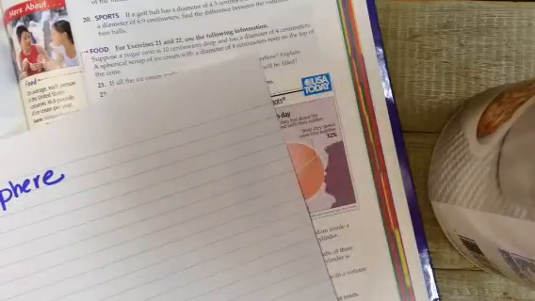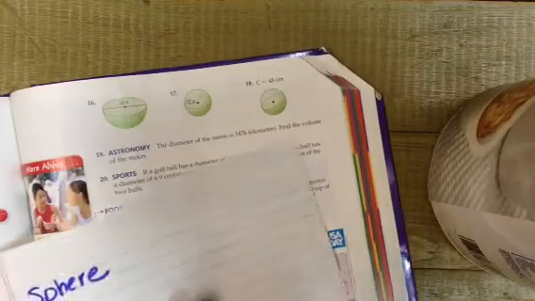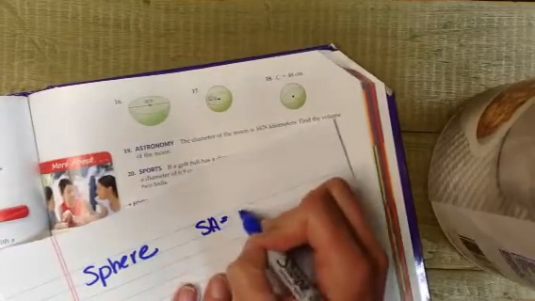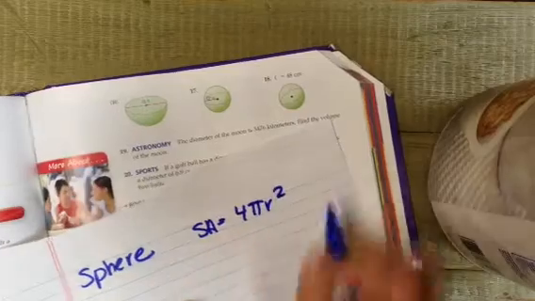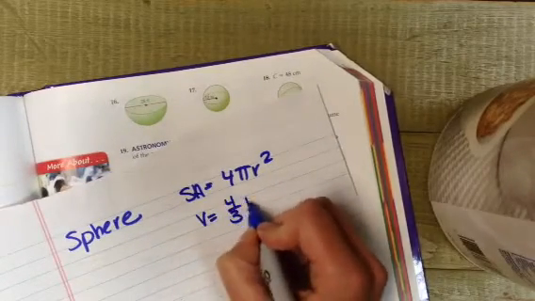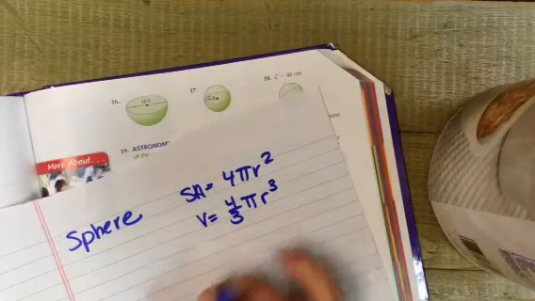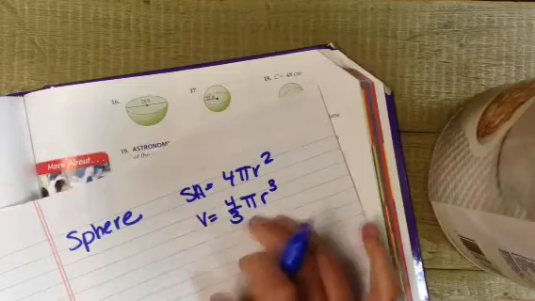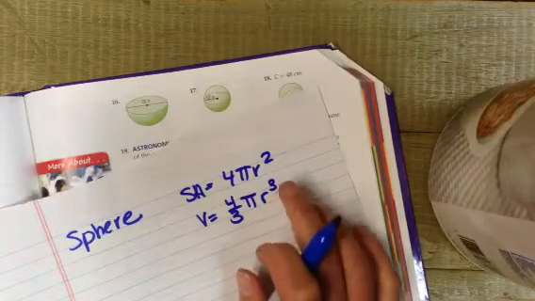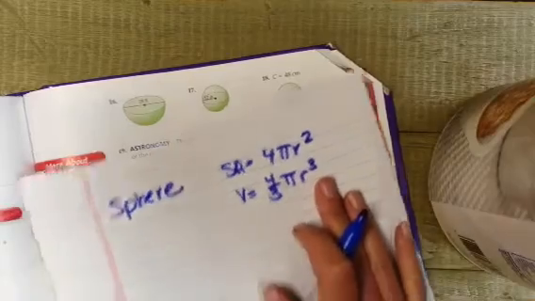Okay, now we're going to find the surface area and volume of a sphere. So first, the surface area formula is 4 pi r squared, and the volume formula is 4/3 pi r cubed. So just be careful when you're using these formulas. If you make a mistake, it tends to be just because you forget to cube the radius for volume, and people tend to square it.